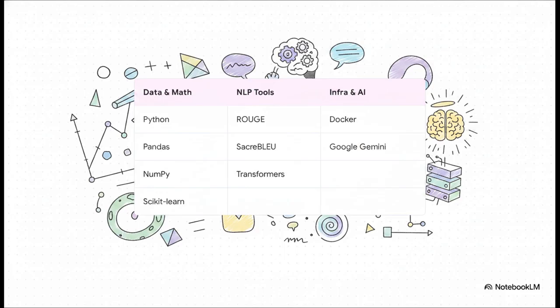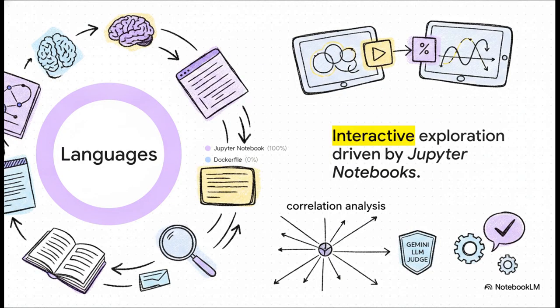And then, over on the right, the infrastructure and AI power. Docker is there to keep the environment perfectly standardized, and Google Gemini is in the mix, which is very likely acting as that powerful LLM judge we talked about earlier. Now, this is super interesting. If you take a look at the code-base breakdown for this GitHub repo, it is literally 99.6% Jupyter notebooks.